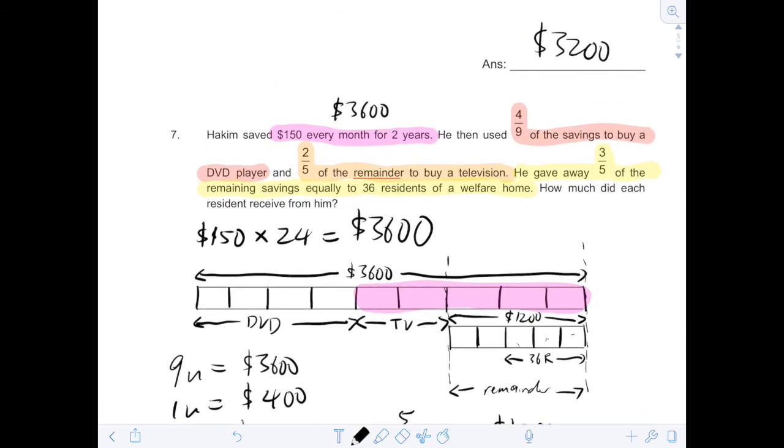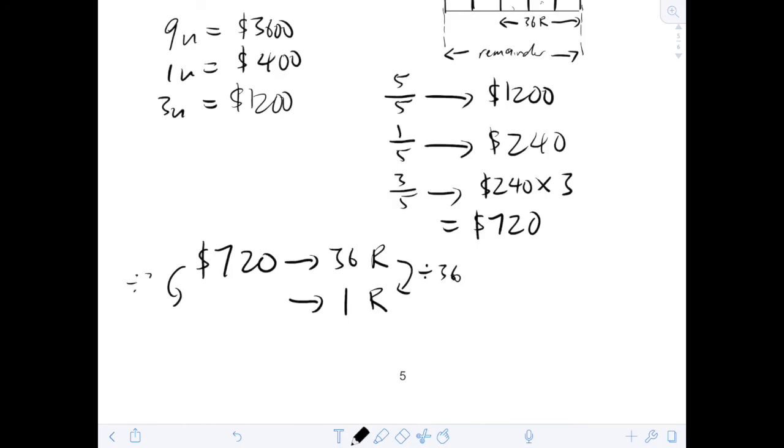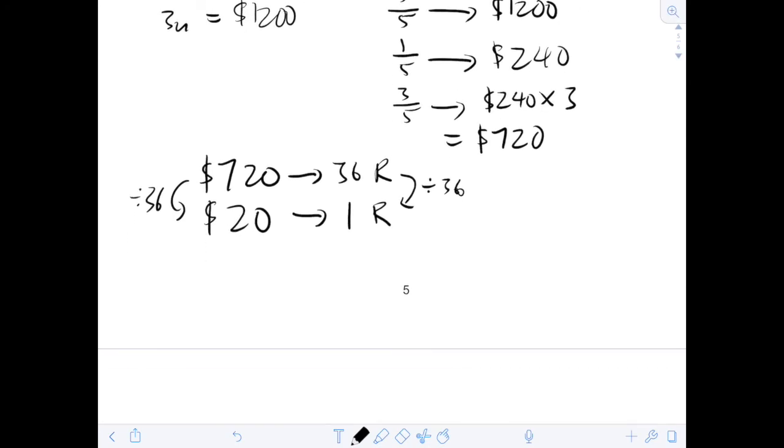No, we are not, because the question says how much did each resident receive from him. So this $720 belongs to 36 residents, correct? We want to find out what one resident gets. From here to here, we divide by 36, which means if we do the same thing on the left side, we have to divide this by 36 as well to make it fair. So when we divide by 36, you will realize that 720 divided by 36 is $20. Therefore, each resident receives $20.